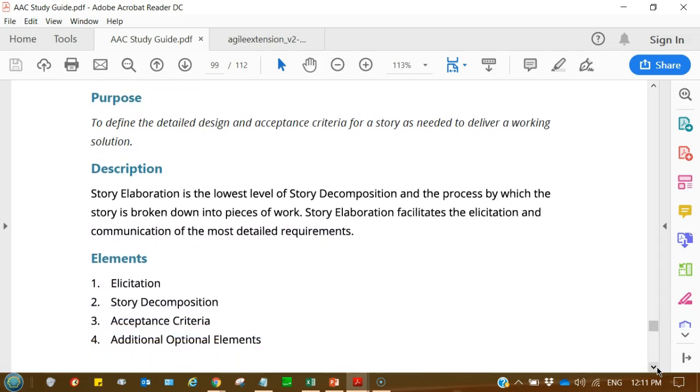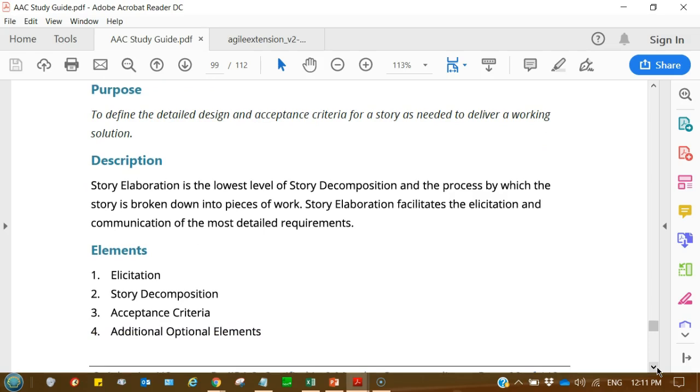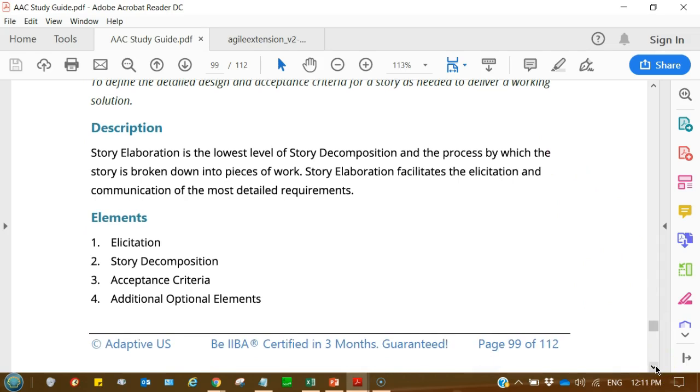Story elaboration is about getting to the details of a specific story in order to be able to deliver that story. Story decomposition is just about breaking larger stories down into smaller stories. Elaboration is where we start to build, particularly, the acceptance criteria.